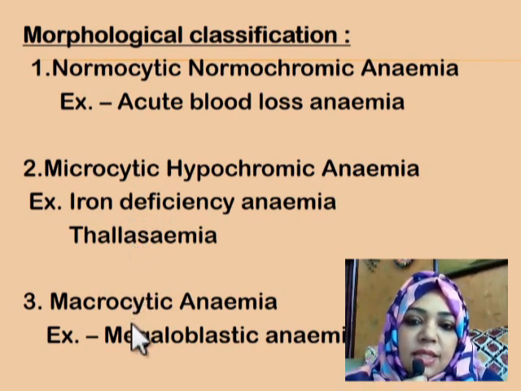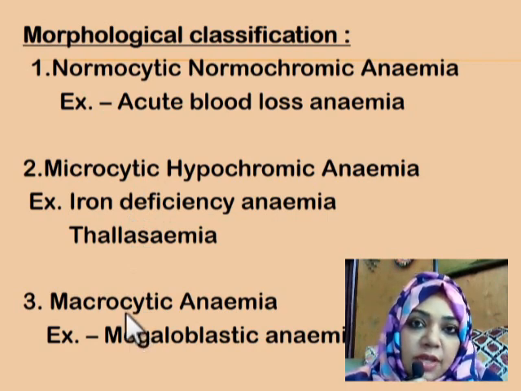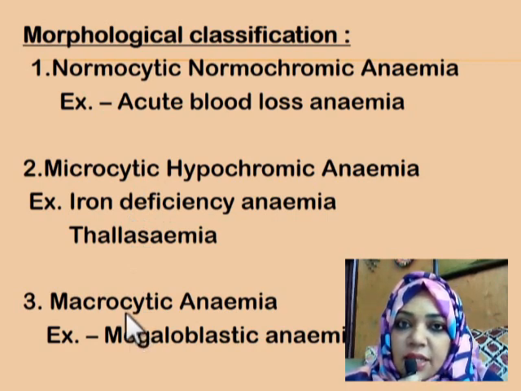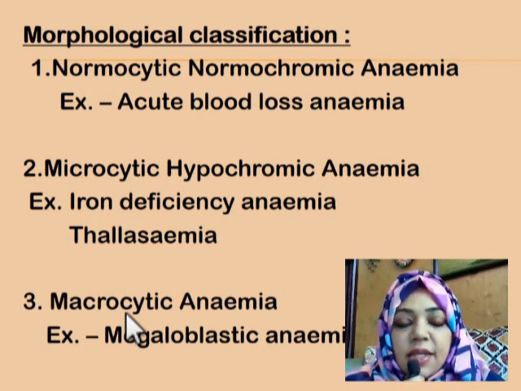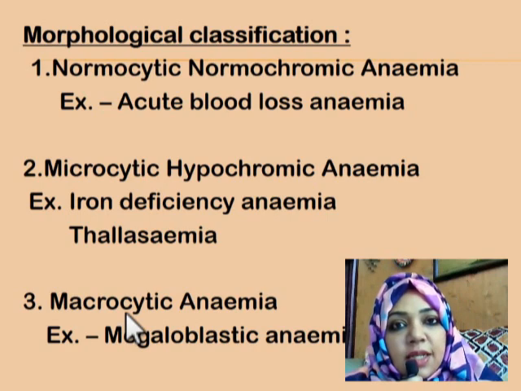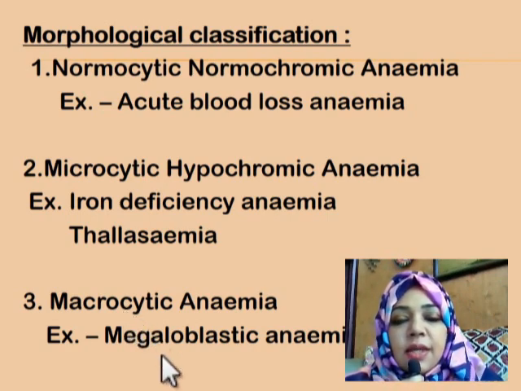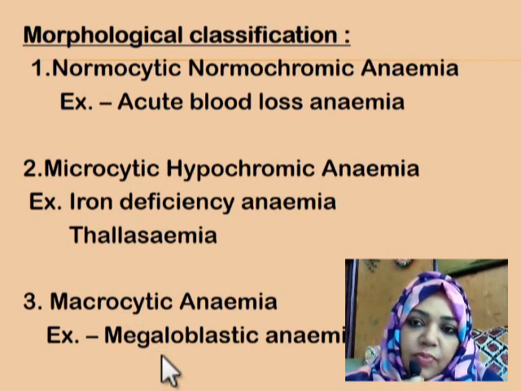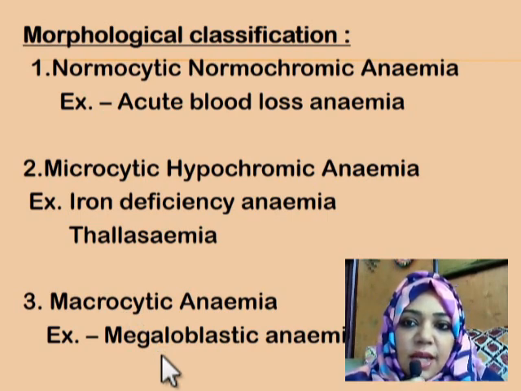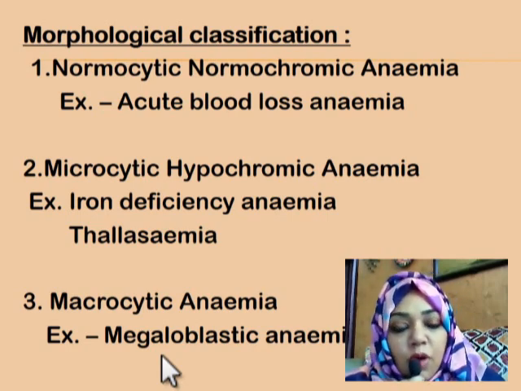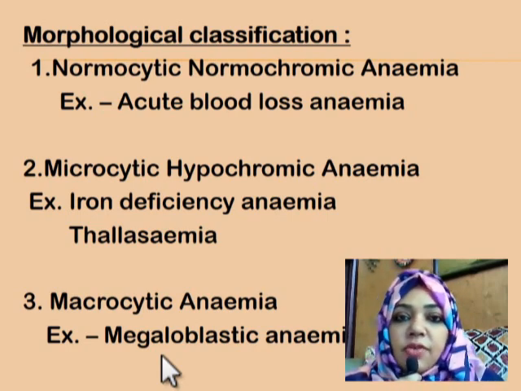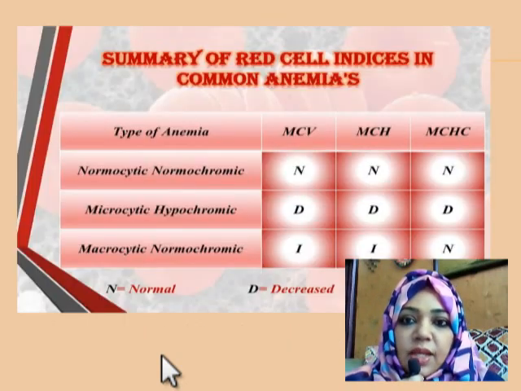And the last one is macrocytic anemia. Macro means the MCV is more than 96 femtoliter. That means the cell size is increased. So this is also a qualitative defect, and the example of macrocytic anemia is megaloblastic anemia. So these are the three types of anemia, where anemia is classified morphologically based on the red cell indices.